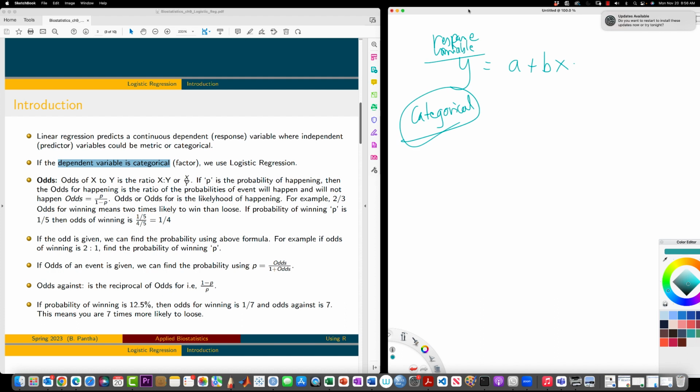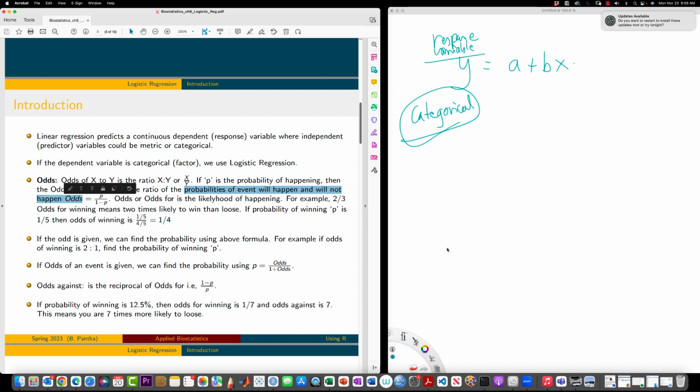Before we dive into logistic regression, I want to introduce some of the terms that we use here. The first thing is the odds. You guys know about the odds. Odds of x to y is the ratio of x and y, right? So if P is the probability of happening, then the odds of happening is the ratio of the probability of the event that will happen and the event that will not happen.